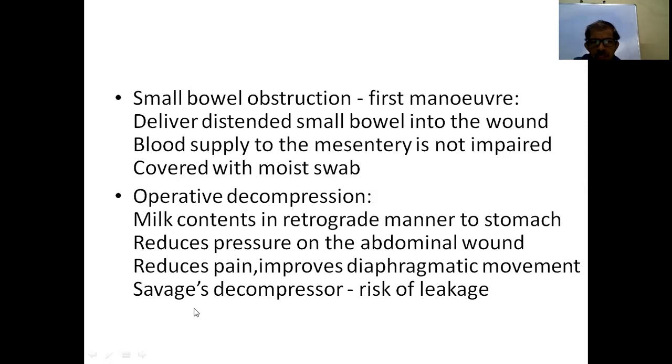Previously we used to use the Savage decompressor. Now it is only of academic interest because it will produce leakages. If you want to use the Savage decompressor, you have to give a nick on the intestine, which at all costs we should try to prevent.